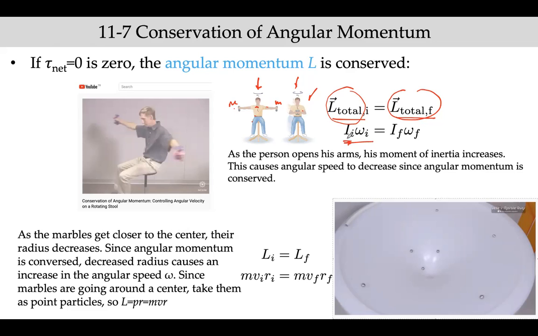So I initial times omega initial equals I final times omega final. If I changes, then the angular speed should change, right? As the person opens his arms, his moment of inertia increases. This causes the angular speed to decrease since angular momentum is conserved. To balance it, in the final case, if there's more I, then there will be less angular speed.